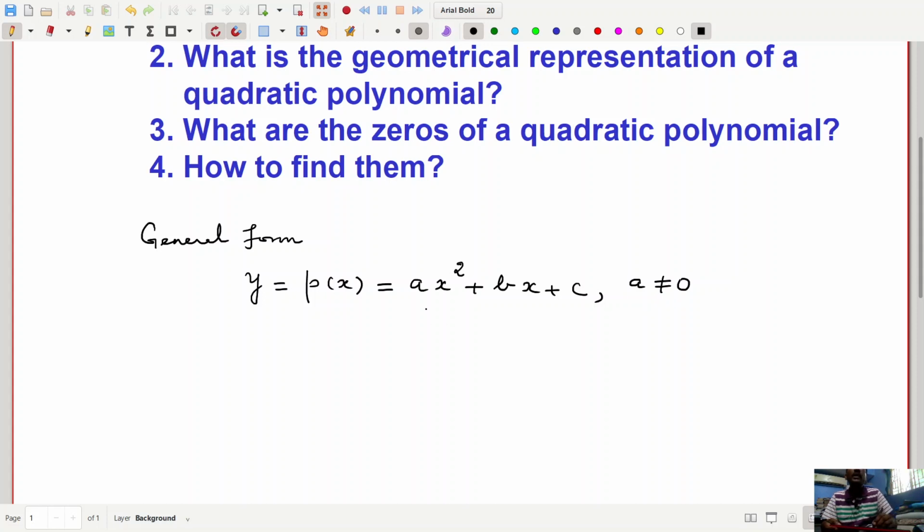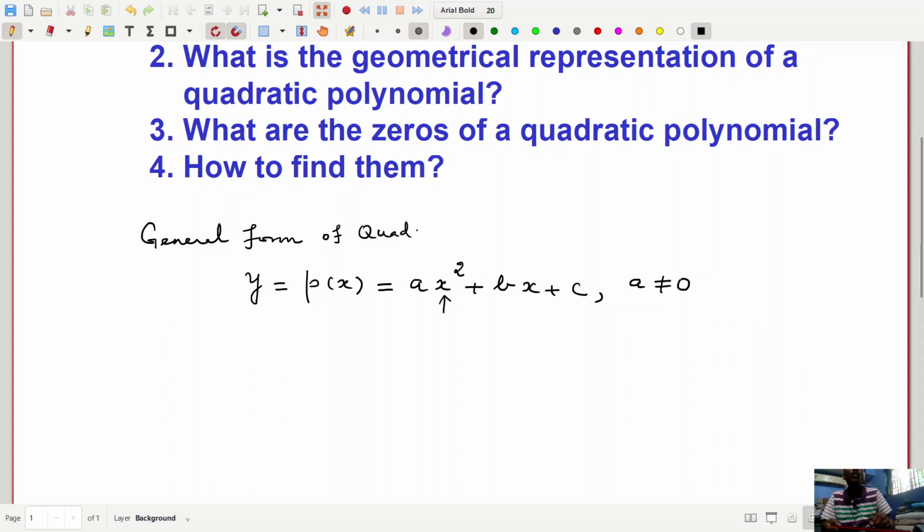Otherwise, what will happen? If a is 0, we won't have this term. In that case, it would turn out to be a linear polynomial. So we have to ensure that the coefficient of x square is not equal to 0. So this is the general form of a quadratic polynomial.